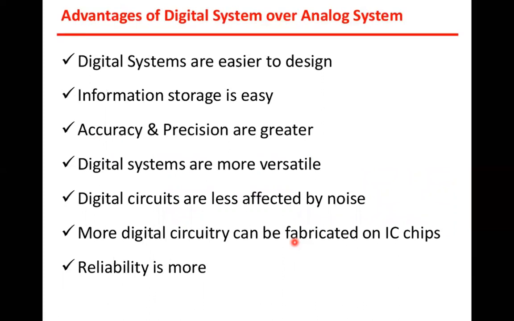Few more points for the advantages of digital over the analog system. Digital systems are easier to design. Information storage is very easy. Accuracy and precision are greater. Digital systems are more versatile. Digital circuits are less affected by noise. More digital circuitry can be fabricated on integrated chips. Reliability is more. So these are the many advantages of digital systems over analog.